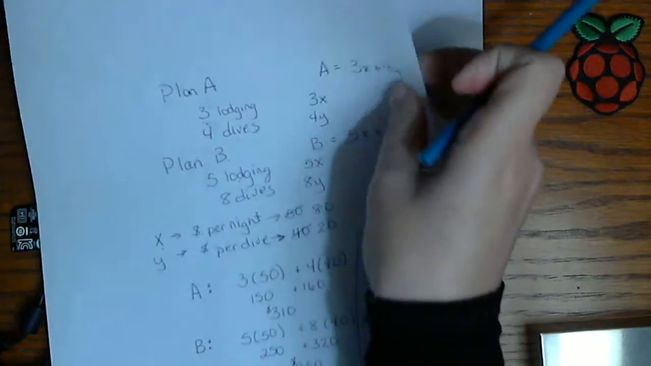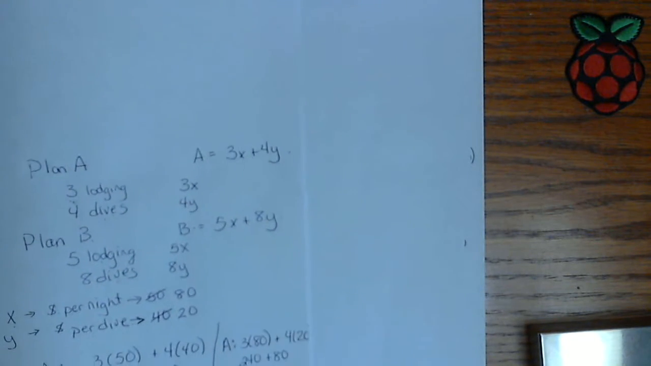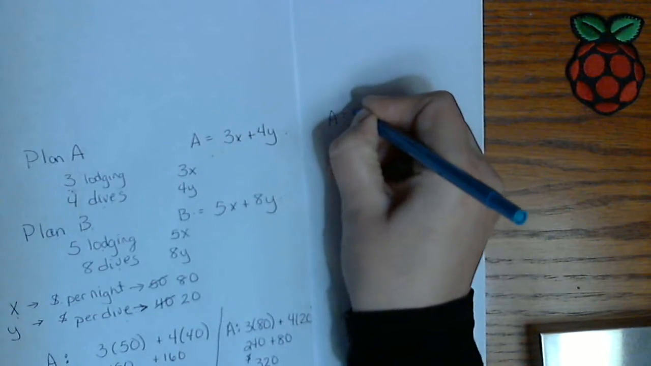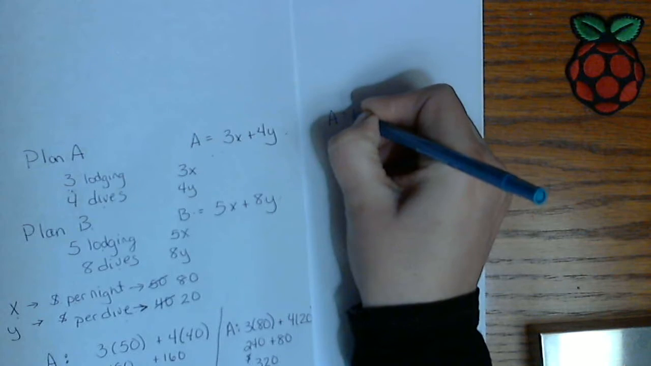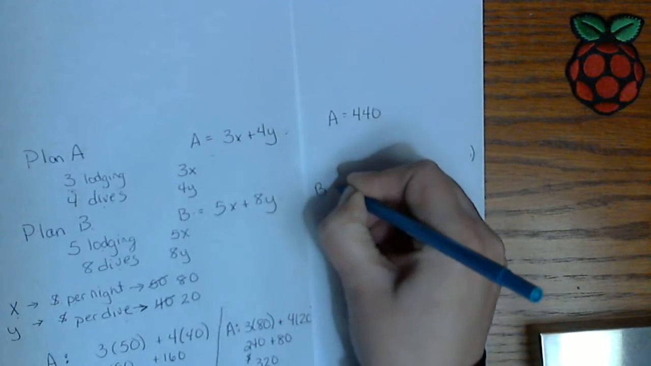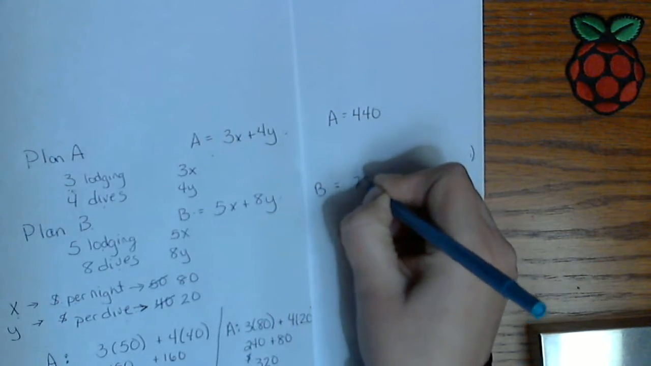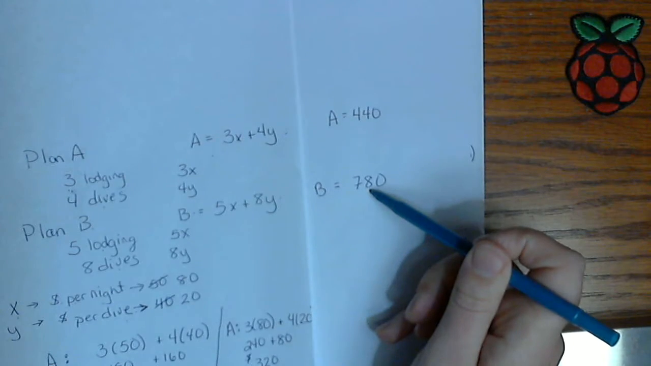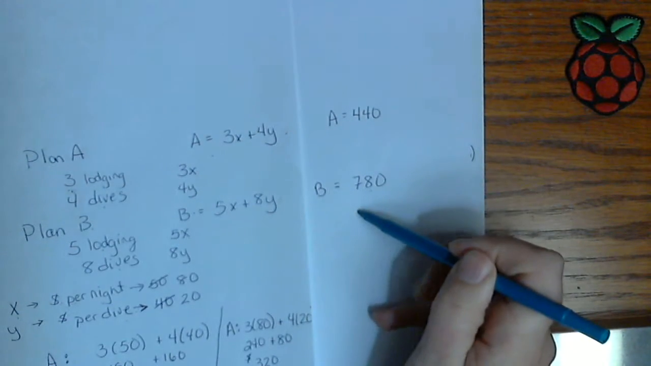Okay, so let's move along. One last question. It says, a new price list comes out in which Plan A costs $440. I'm going to leave this here on the screen so we can see our work. Plan A is now going to cost a total of $440, and B is going to cost a total of $780. Now we need to figure out what X and Y are going to be based off of this.